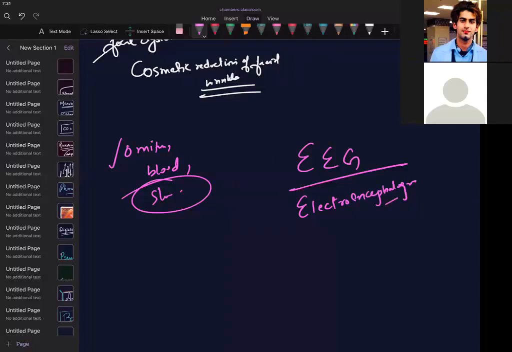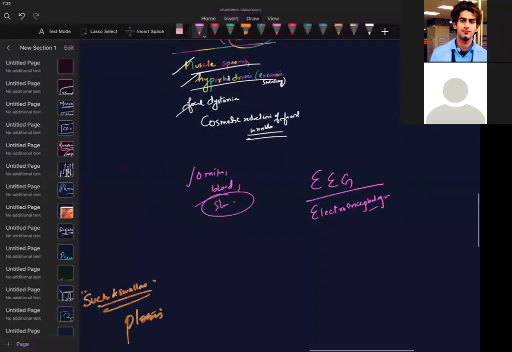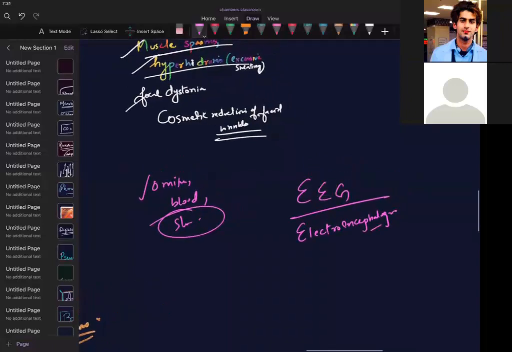Okay, supportive treatment. It's not that I will tell you how to treat. That is a point of medicine, third year. So just remember from the microbiology point of view.